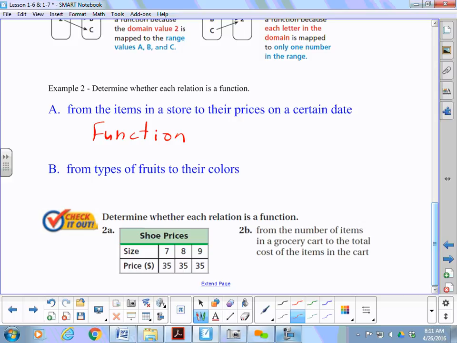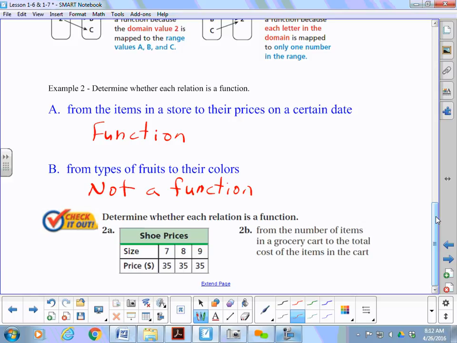All right. Types of fruits to their colors. Gracie, what's your favorite fruit? Apples. Okay. So when you go to the store and I look at the apples, is there more than one color of apple? There are. Okay. Since there's more than one color to one fruit, apple, then this is not a function. All right, you got golden delicious and red delicious and pink. No, there's not pink delicious, but yep, you got all those different ones.